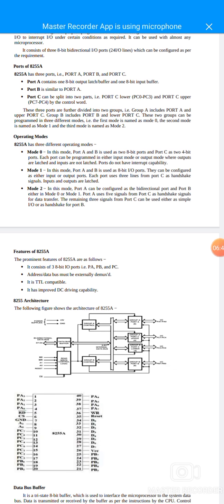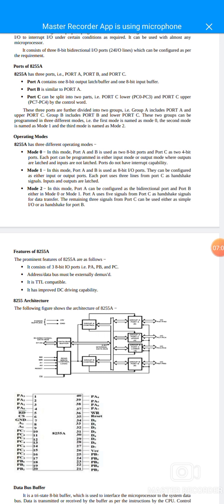Operating modes. The 8255 has three different operating modes: mode 0, mode 1, mode 2. In mode 0, ports A and B are used as 8-bit ports and port C as two 4-bit ports. Each port can be programmed either as input or output, where output is latched, input is not latched. Ports do not have interrupt capability.